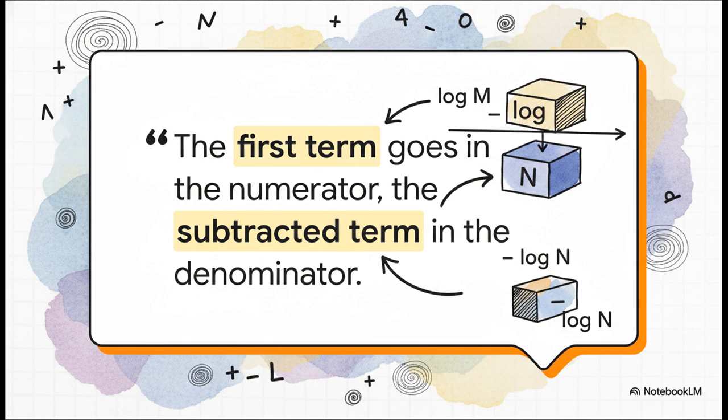Now this is super important. Getting the order right is everything. Here's the key thing to burn into your brain. When you have log m minus log n, that first term, m, becomes your numerator. The term you're subtracting, n, becomes the denominator. That order, it's totally non-negotiable.